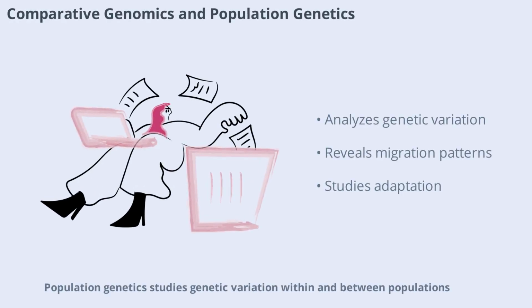Population genetics studies genetic variation within and between populations. Comparative genomics provides the tools to analyze large-scale genetic data, revealing patterns of migration, selection, and adaptation. This information is essential for understanding evolution, disease susceptibility, and conservation.